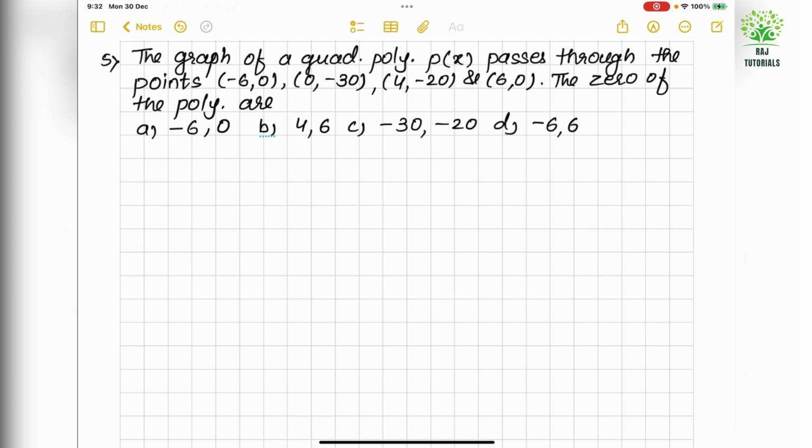The zeros of the polynomial are (-6, 0), (4, 6), (-30, -20) and (-6, 6). So we know that the zero is always on the x-axis. So always the x-axis value should be there and the y-value should be 0. Here only two such points are there, (-6, 0) and (6, 0). So my required zeros will be -6 and 6.